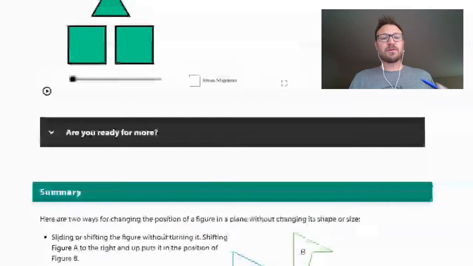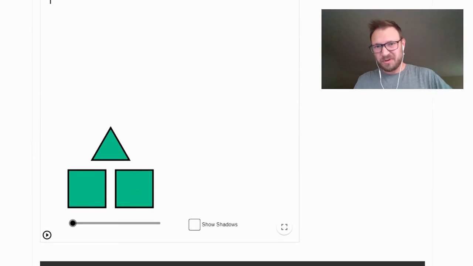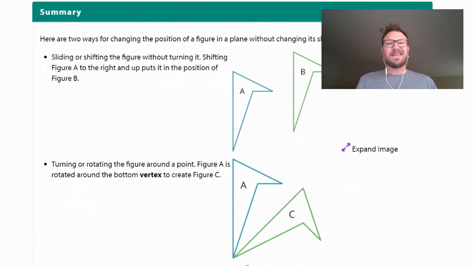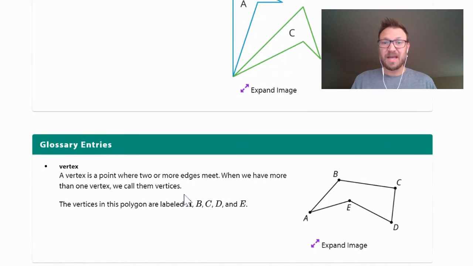So when you scroll down, so we were at dance B. When you scroll down, there's a dance C. I don't have to do that one. But there's a summary here, and it talks about some of the stuff that we just practiced. If you want to, read over this and take some notes in your notebook. Talk about sliding and shifting. What does that mean? Talk about rotating. And then more importantly, look at the bold word here, vertex. If you go down, it gives you a definition of vertex. I would like for you to write that down in your notebook, okay?